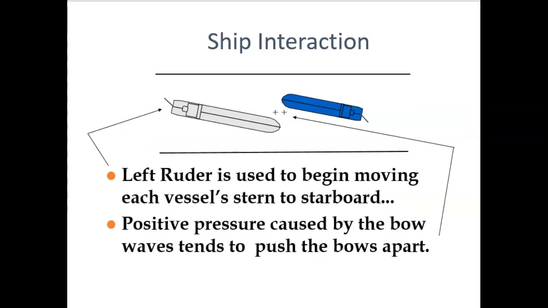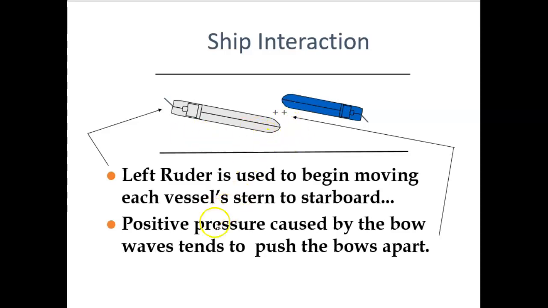Now, when we get to this point, they've moved ahead a few hundred feet. Now the bows are pretty much just abeam of each other. A left rudder is used. It was right rudder on each ship, and now they've shifted the rudder. Left rudder is used to begin moving each vessel's stern. Let's use the word kicking that stern to the starboard side. We want this stern to start to kick away in this direction, and we want this stern to kick away in a downward, or let's use the word southerly, direction.